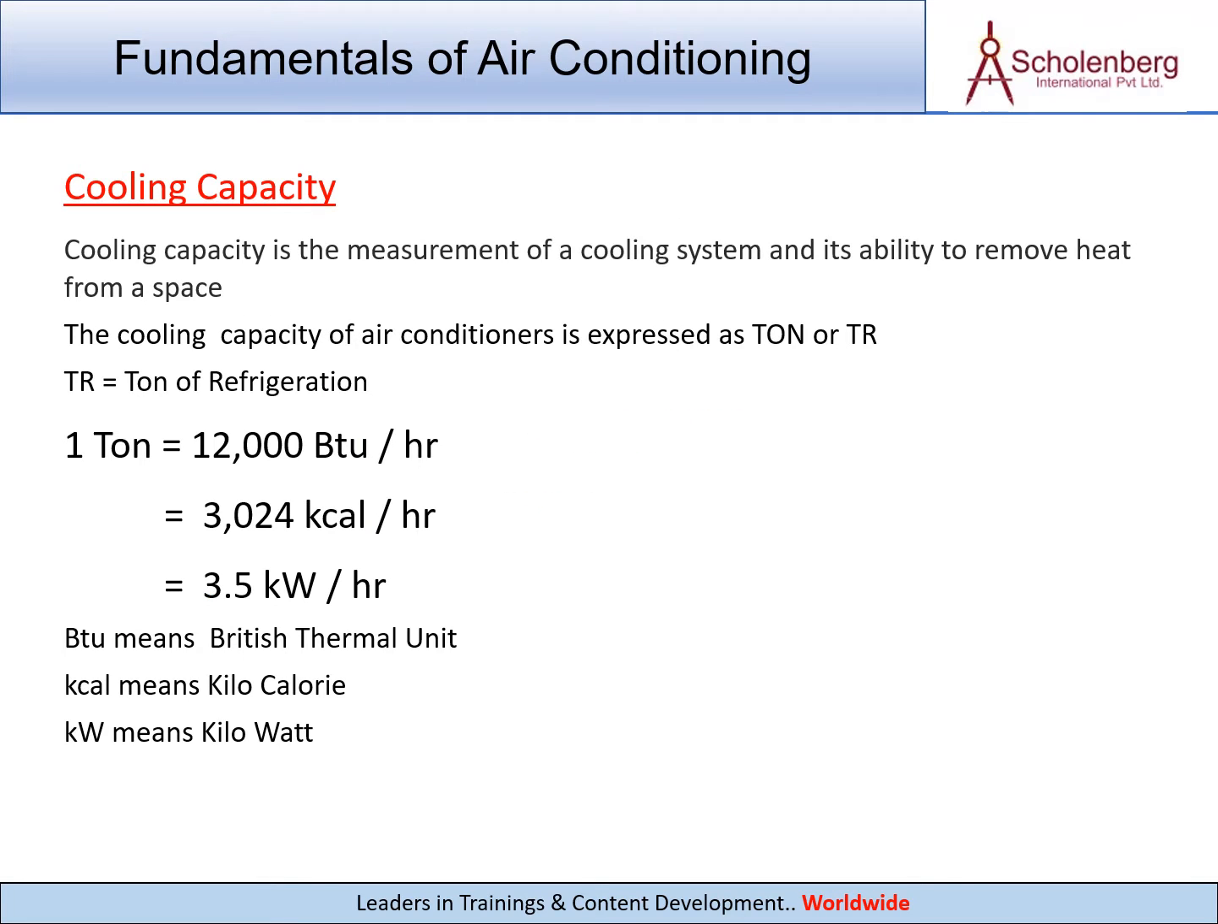Cooling capacity. Cooling capacity is the measurement of a cooling system, and its ability to remove heat from a space. The cooling capacity of air conditioners is expressed as ton or TR. TR equals ton of refrigeration. 1 ton equals 12,000 BTU per hour, equals 3024 kilocalories per hour, equals 3.5 kilowatts per hour.